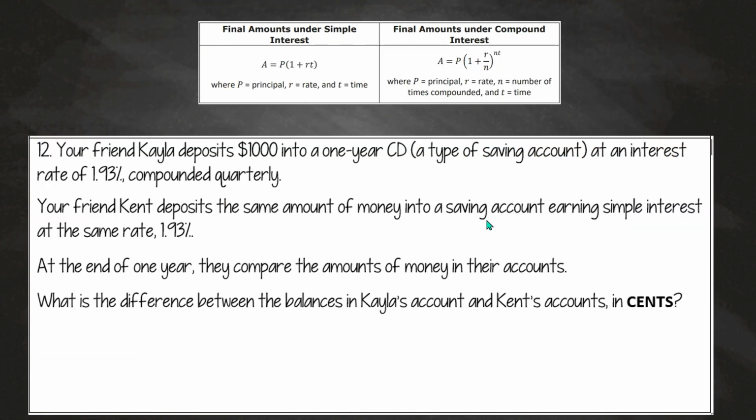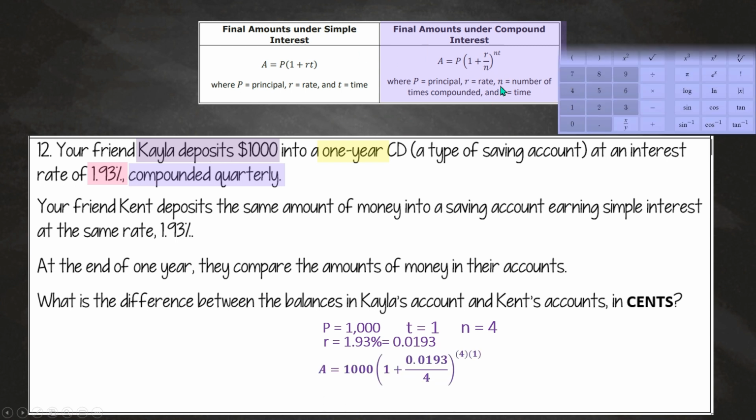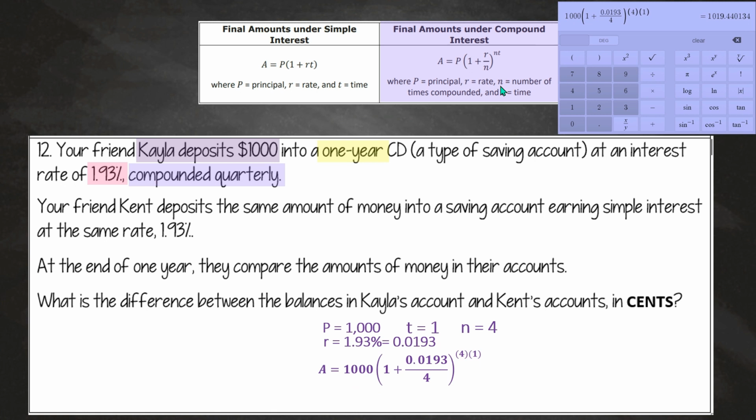All right, last question. Your friend Kayla deposits $1,000 into a 1-year CD. So the P is 1,000. The T is 1. The interest rate is 1.93% or 0.0193, and it's compounded quarterly, so the N is equal to 4. I'm going to plug it into this formula, and when I type that into the calculator, I get 1019.44. So that's how much Kayla made.